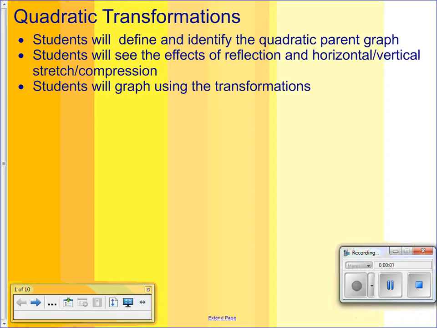In this lesson we'll be talking about quadratic transformations. At the end of the lesson, you should be able to identify and define the quadratic parent graph, and then see the effects of a reflection and also a horizontal or vertical stretch or compression. And then we'll graph it using these transformations.